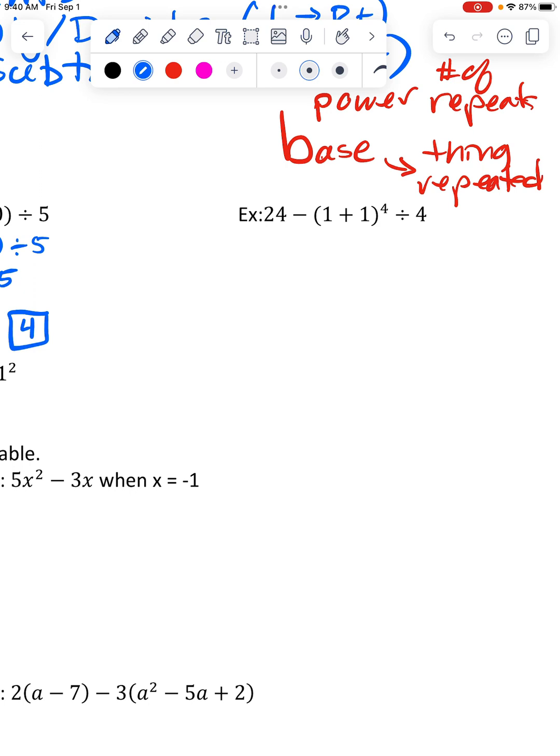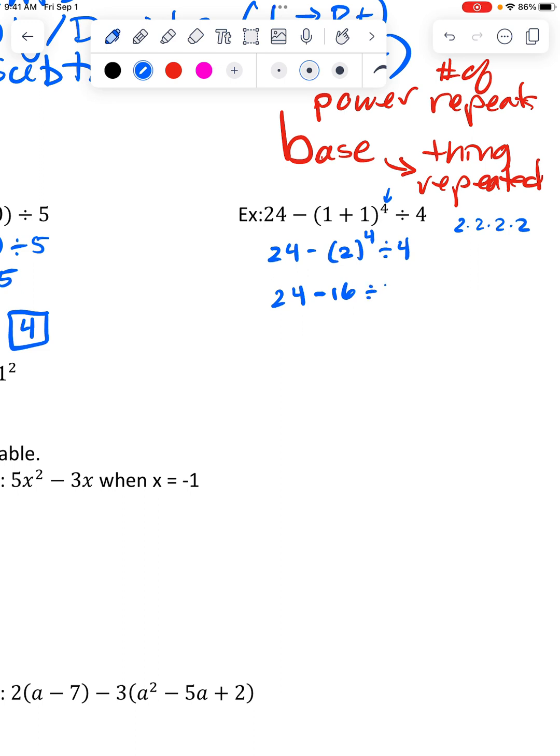So here, think about what the first thing is to do. Here the power of the 4 is on the outside of the parentheses. So I actually go ahead and do the 1 plus 1 first. And then I do 2 to the 4th. So think what 2 to the 4th is going to mean. 2 times 2 times 2 times 2. So it's going to be 2, 4, 8, 16.